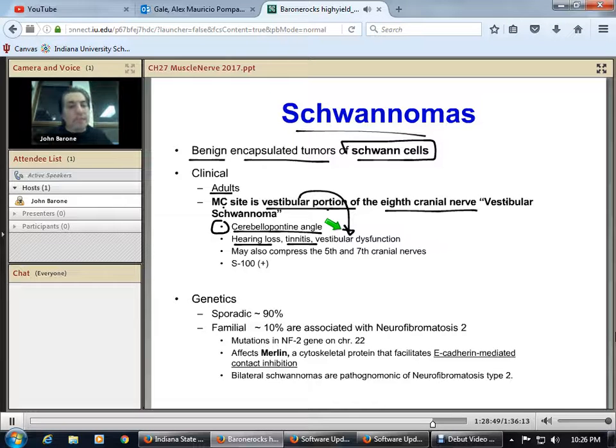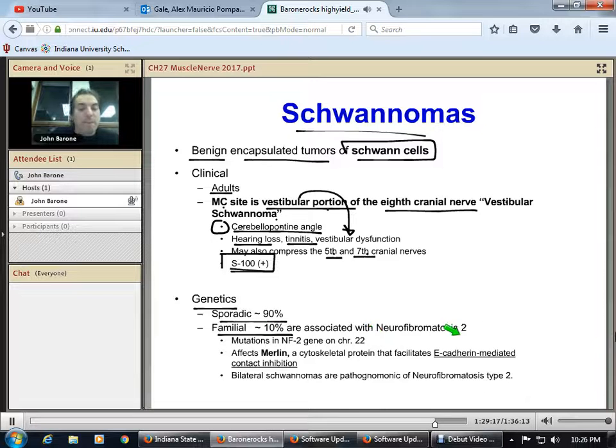Now it's in the vestibular branch, so you're going to get balance issues too. You're going to be falling over. And it can also get big and push on the 5th and 7th cranial nerves because it's in that area where they are. So in the cerebellopontine angle, if it gets big enough, it pushes on these cranial nerves, and you get facial palsies. Now, since Schwann cells come from neural crest, it's S100 positive, just like a melanoma.